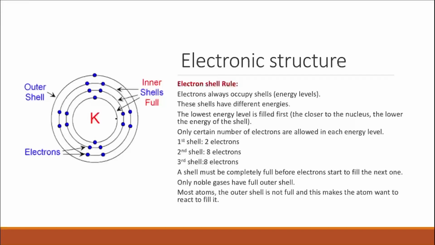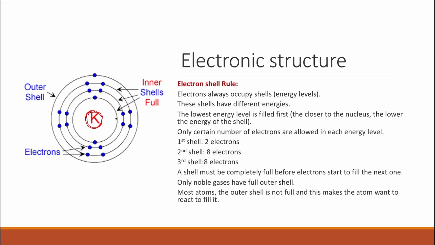So the closer the shell to the nucleus, so this is the nucleus here, this is the electronic structure of an atom, which is K, which is potassium. So the closer the shell to the nucleus, the lower the energy of that shell. Each shell, we call them energy level, has a different energy. As you can see, there are a certain number of electrons in each shell. The lowest energy shell must be filled first before electrons can fill the following energy shell.